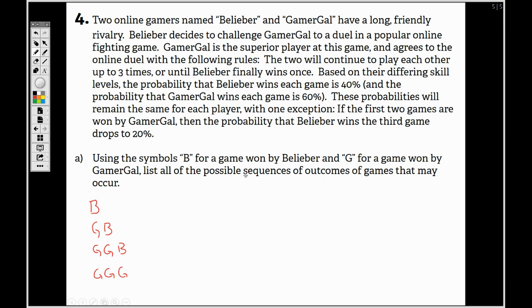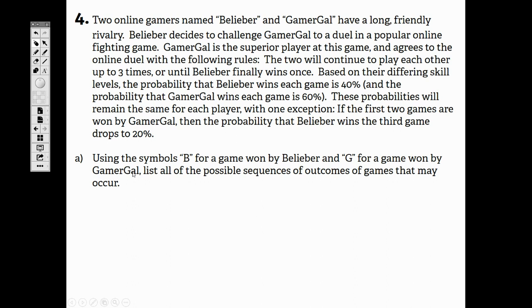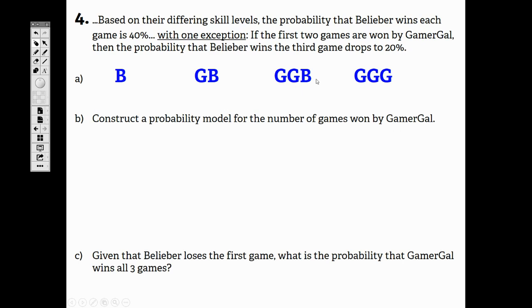So here are the possible sequences of outcomes. We could have this or this or this or this. Now we're going to need these probabilities, and they're recapped on the next page. But notice that the 40% chance to win is only for the first couple times they play. But if Belieber loses twice, then on the third one, the chance drops to 20% to win because no one believes in Belieber anymore. So there's our sequence that we had.